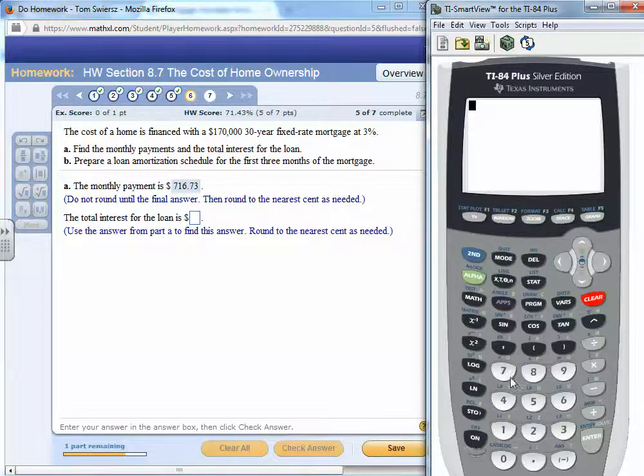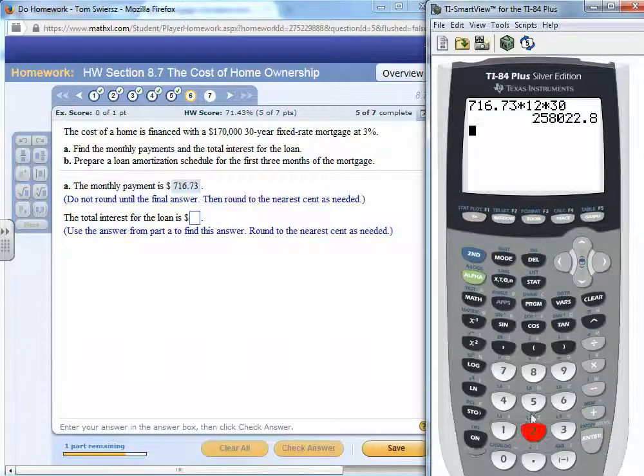So we're going to use exactly, to the nearest penny, $716.73. They paid it 12 times a year for 30 years, right? So 12 times 12 times 30 to get the total amount they paid, which would be $258,022.80. Now, this is what they paid. The mortgage was only $170,000, so everything extra is the amount of interest.